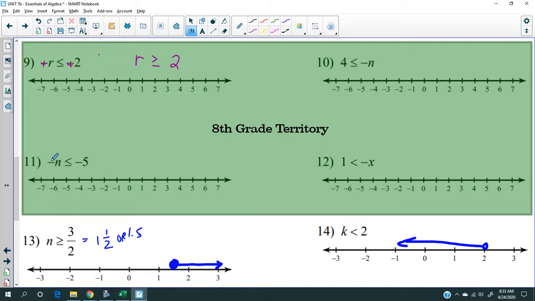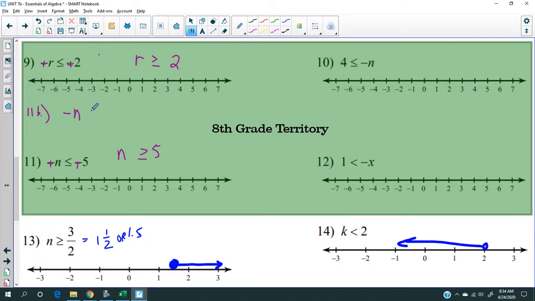Now, same thing here. I got negative n. I don't want a negative variable, so I make that into a positive. What happens to the negative 5? It turns into its opposite. And then n and 5, and then what happened to this sign? It switches. Now, let me give you one more example. I'll call this 11b. Question 11b. What happens if you get something like this?